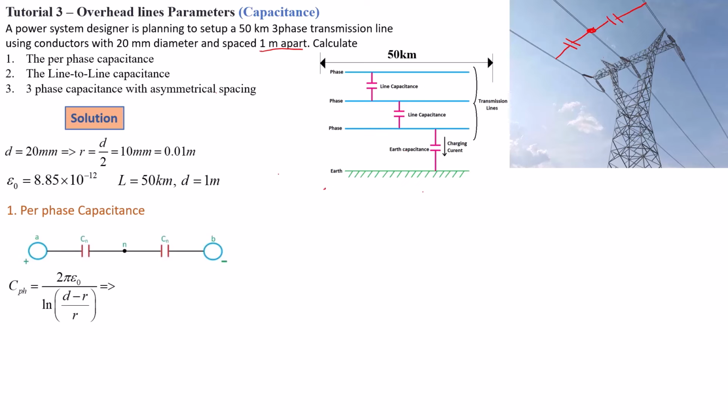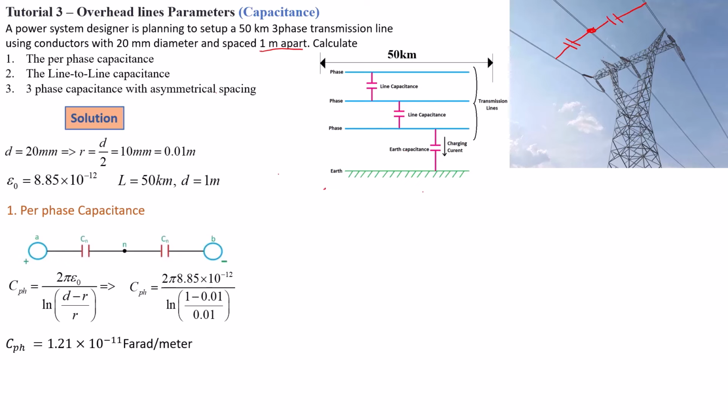This is why this is given by the following formula. And here, D is the distance between the conductors and R is obviously our radius. Once we know all our parameters, we can go ahead and calculate our per phase capacitance, which will be given as C per phase is 1.21 times 10 to the power negative 11 farad per meter. But now, our problem here is to calculate the capacitance per phase for a 50 kilometer line.